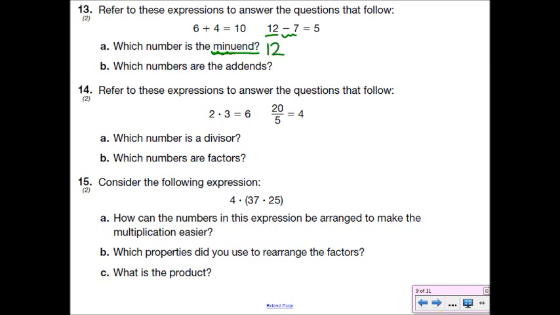Which numbers are the addends? You can see the word add in there. Addends are the two numbers that are being added together. So they are 6 and 4.